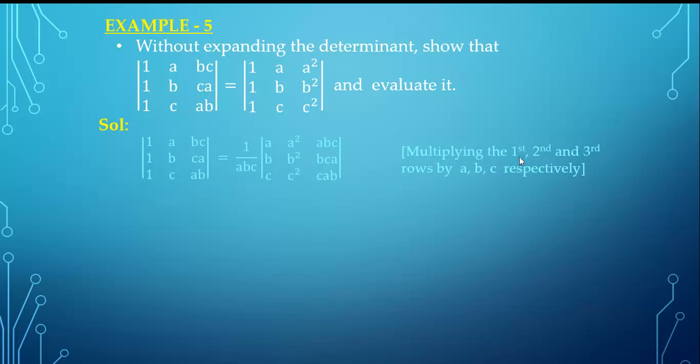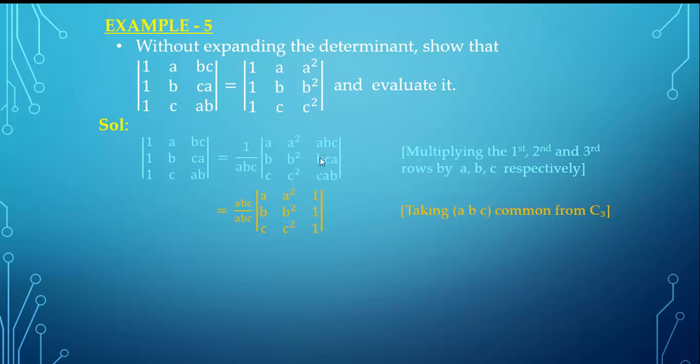So here we multiply the first, second and third rows by a, b, c. When we multiply, it becomes a squared abc, b squared abc, c squared abc, right? Now, as in the last example, if we multiply by abc, we also have to divide by abc.